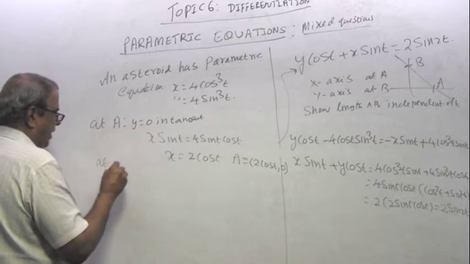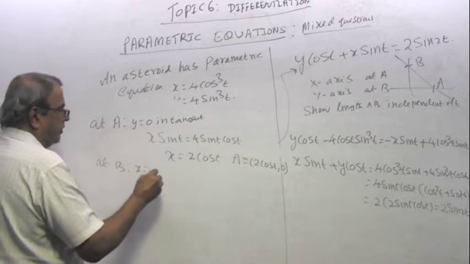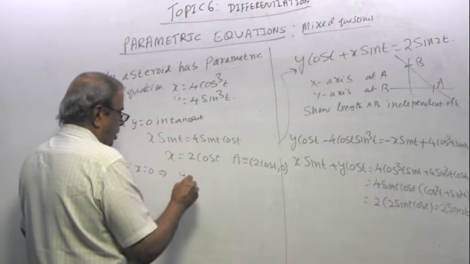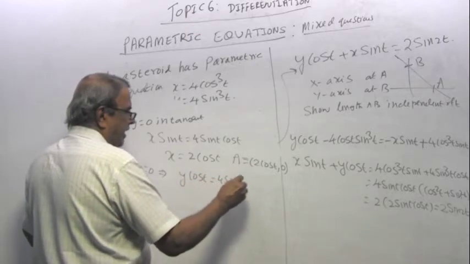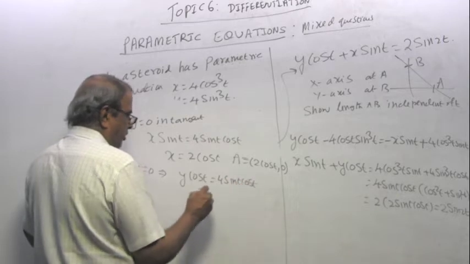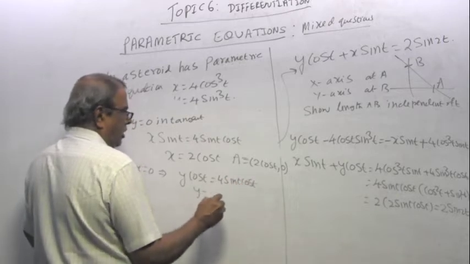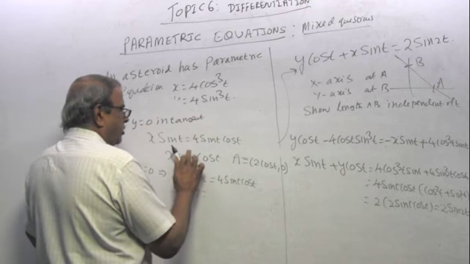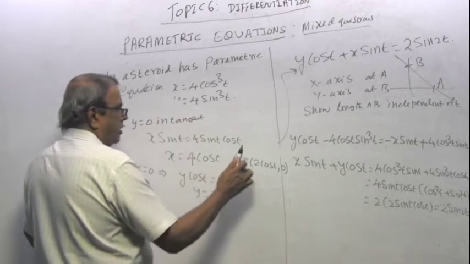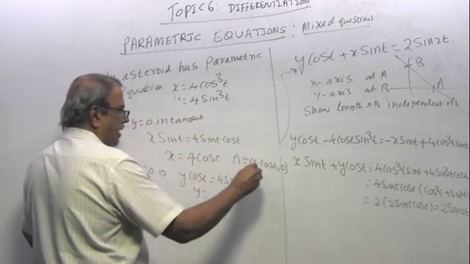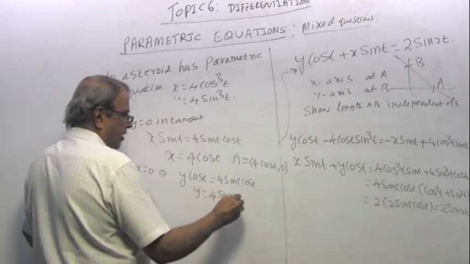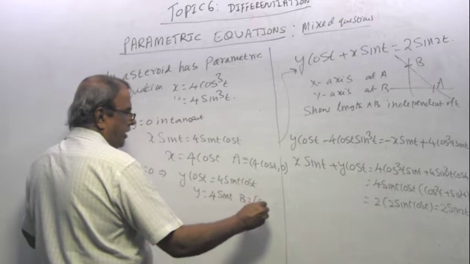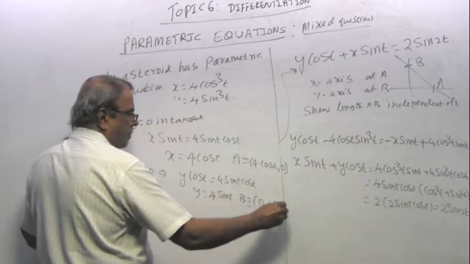At B, x equal to 0. So that gives me y cos t equal to 4 sin t cos t. So y is equal to 4, not 2. That's 4. y is equal to 4 sin t. So B is (0, 4 sin t).